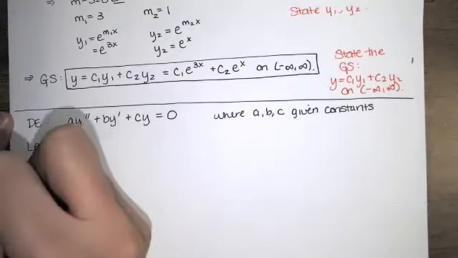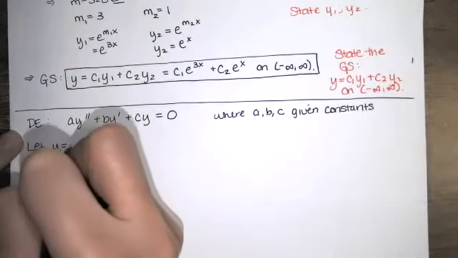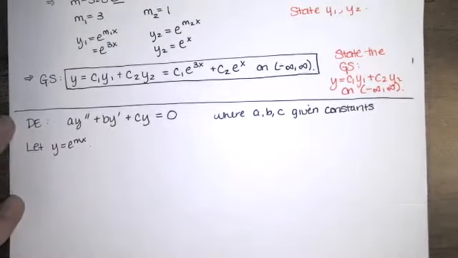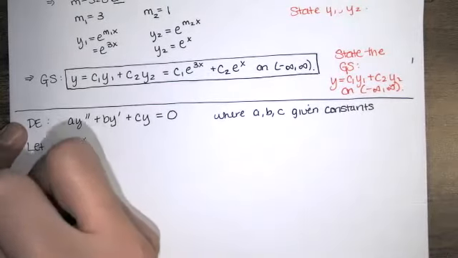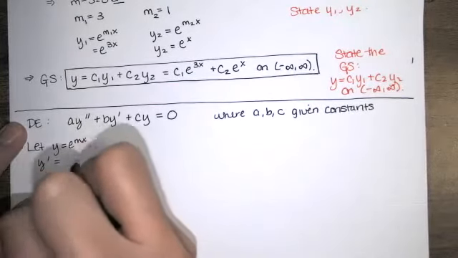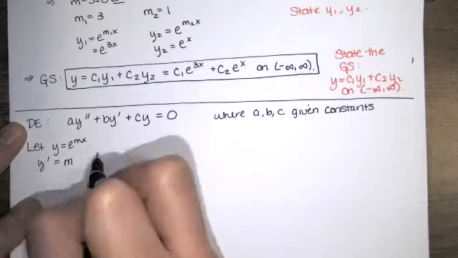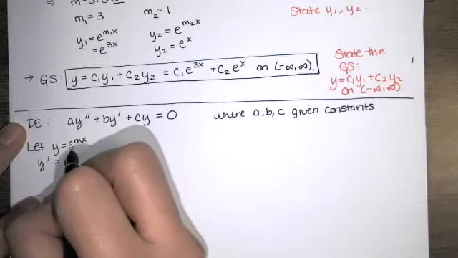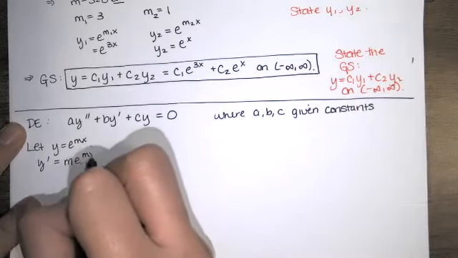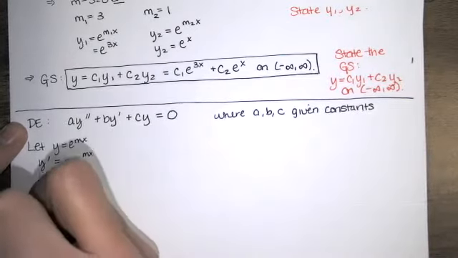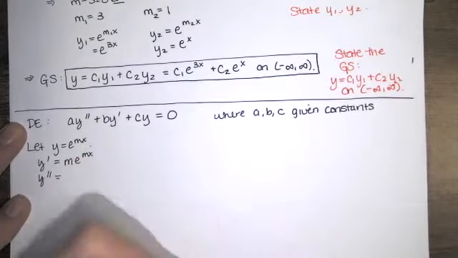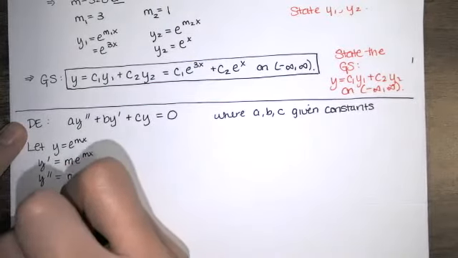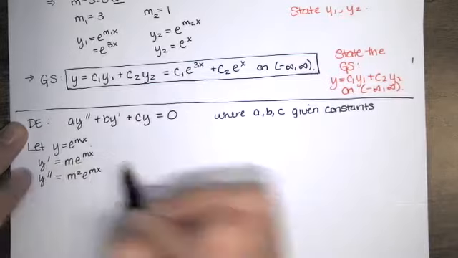We're going to solve this the same way that we just talked about. We're going to let y equal e to the mx. We're going to assume that that's a solution. Then we'll compute the first and second derivative. The derivative of e to some power is e to that power times the derivative of the inside, which is just m. When you take the second derivative, you're just going to multiply by m again, so you get m squared.